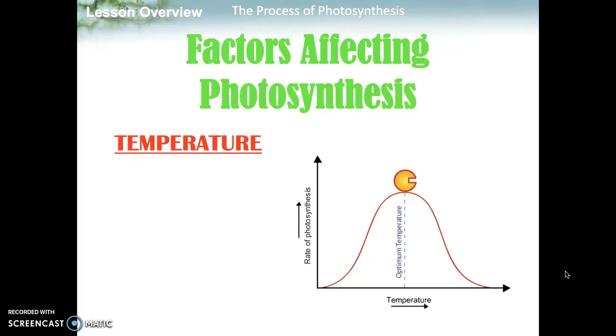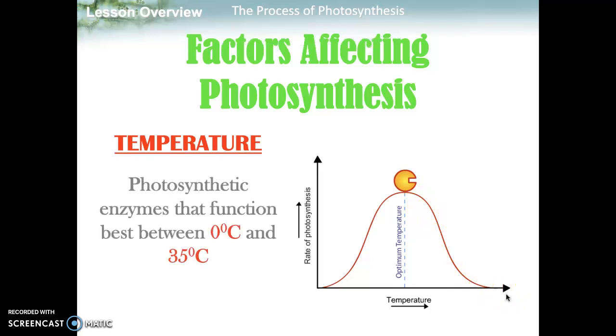If we look here at this, the rate of photosynthesis goes up as the temperature rises, but it only goes to a certain point. As the temperature gets too high, we see that rate starts to fall back off. So there is an optimum temperature for photosynthesis. That optimum temperature is somewhere between 0 to 35 degrees, with 35 degrees being optimum. Again, quick explanation as to why.